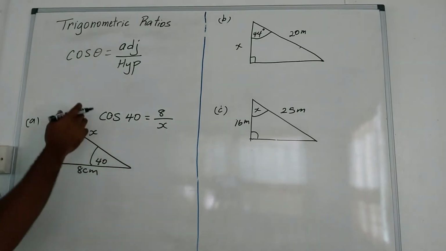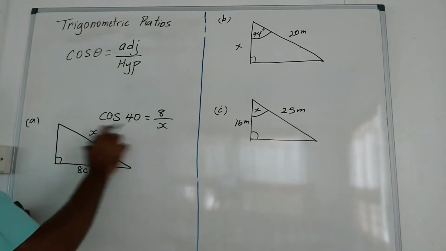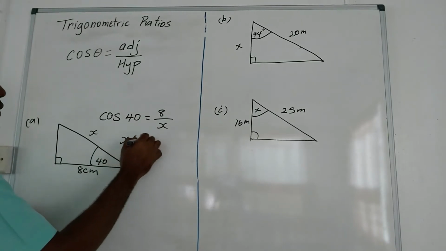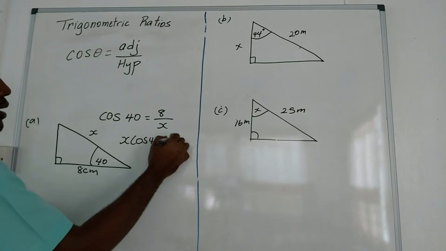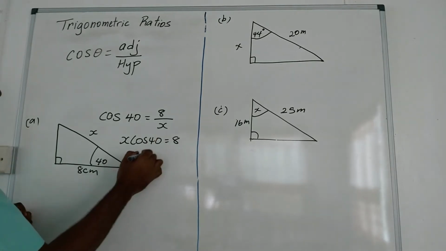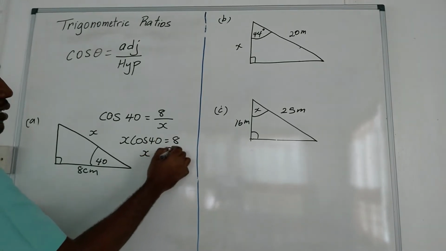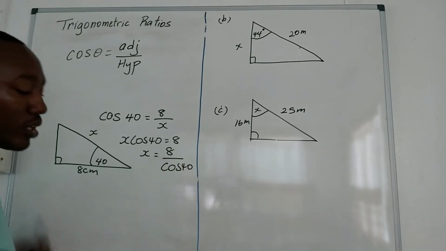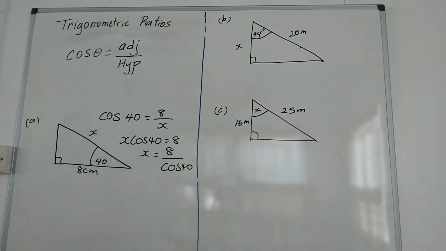So first we take our x over. x is divided, so when it comes over it multiplies. So x times cos 40 is equal to 8. So x is equal to 8 divided by cos 40. And you can use your calculators to get that answer. So 8 divided by cos 40.